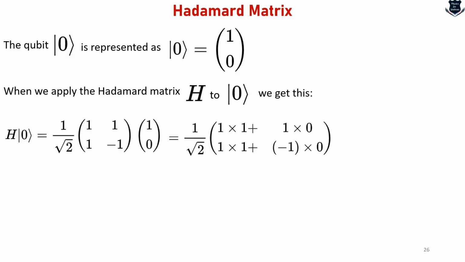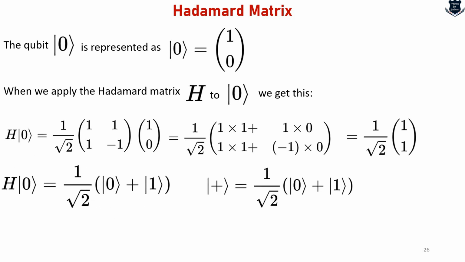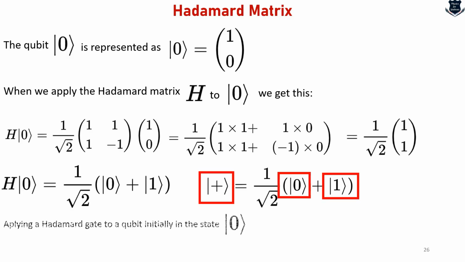Here I have actually shown the matrix multiplication. We get into this, and then we get into this part. Applying the Hadamard matrix, we get this. So the qubit state is 0, and the Hadamard matrix shows this. And from here, you see, this is going to be very crucial in the next part of the video. We get a plus sign, and we get a 0 and a 1 state.